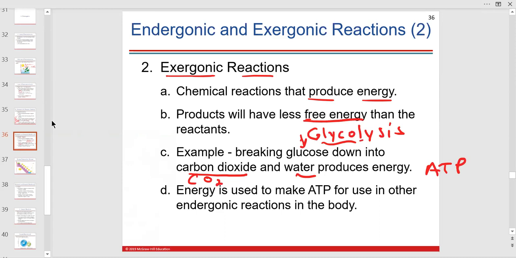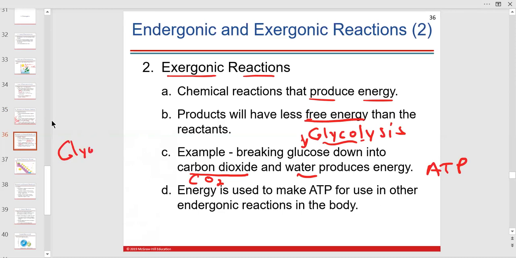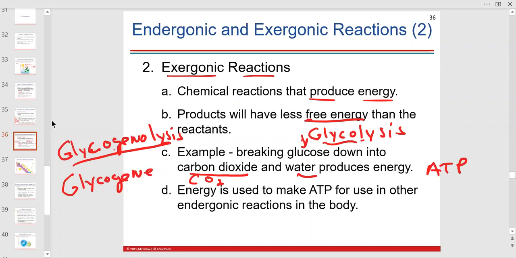Okay, so you might hear a term like glycogenolysis. What are we breaking down there? Glycogen. Very good. Breaking down glycogen into glucose, lysing it. Then what if I said glycogenesis? What are we doing? We're synthesizing glycogen, dehydration synthesis, endergonic, right?